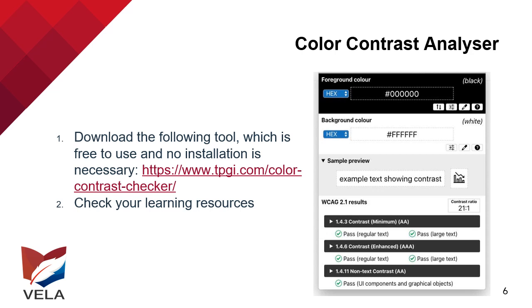The Color Contrast Analyzer tool is free to use and can be downloaded and used without installation. This tool uses WCAG 2.1 guidelines to check if the contrast ratio is enough according to the criteria of these guidelines. Remember that level AA is the minimum level to be met.